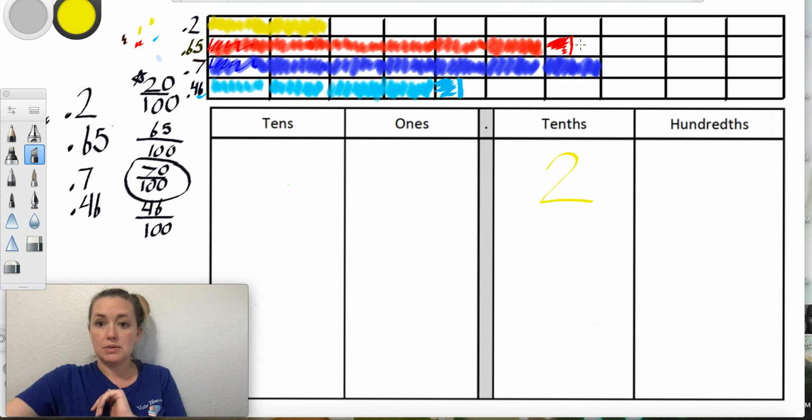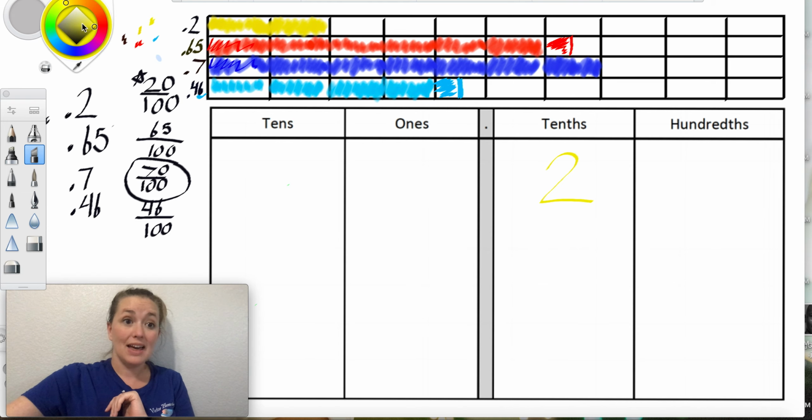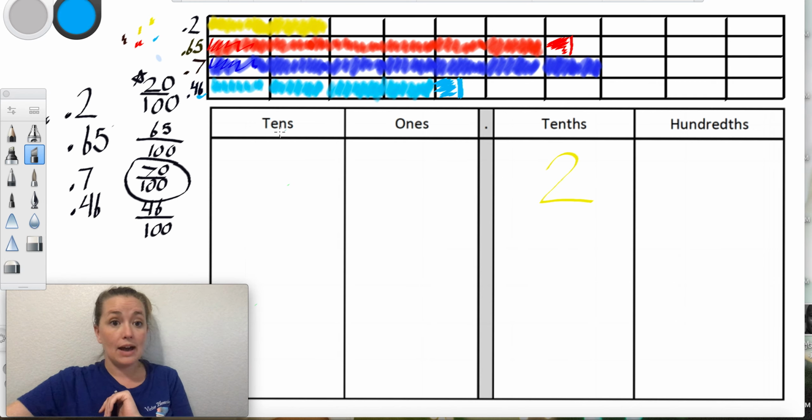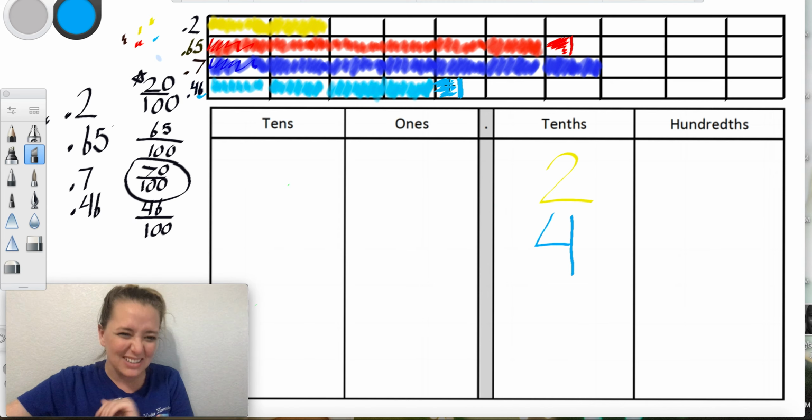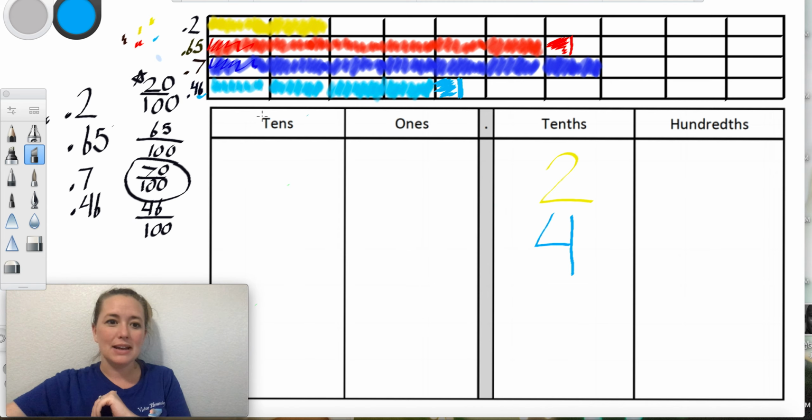Okay, what's the next one that was the next closest to 0? Well, that one's still pretty far, that one's still pretty far, but right here, my 46 hundredths, that one was the next closest to 0. So how many tenths did I have? I had 1, 2, 3, 4. How many hundredths did I have? Again, I can't really tell because I didn't break it all up, but I know that I had 6 hundredths.